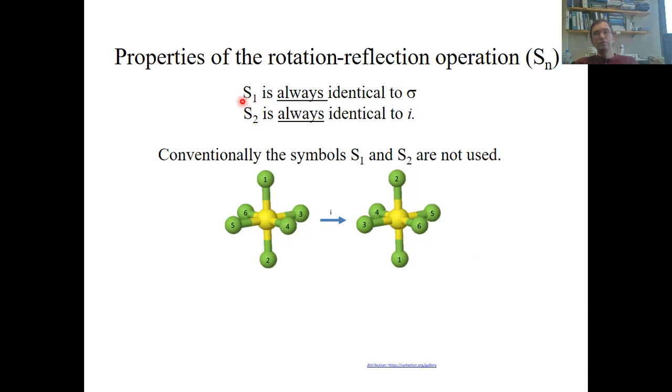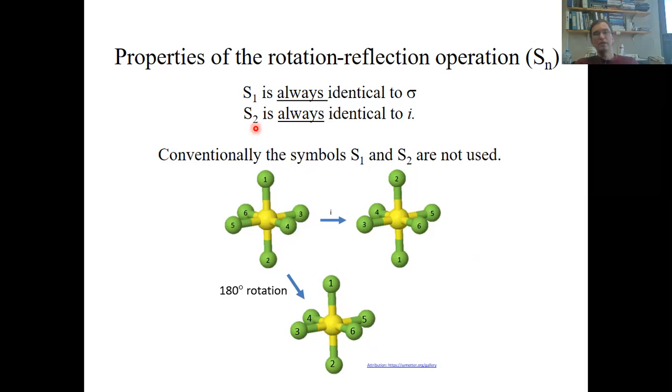So now S2 is the same as carrying out an inversion. That is actually illustrated here. So when we invert our SF6 molecule, as we have seen before, then we produce this molecule here, in which basically the positions of fluorine 1 and 2 are being swapped, 4 and 6 are being swapped, and 3 and 5 are being swapped.